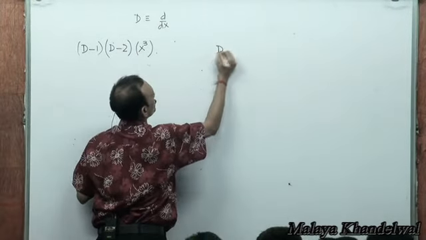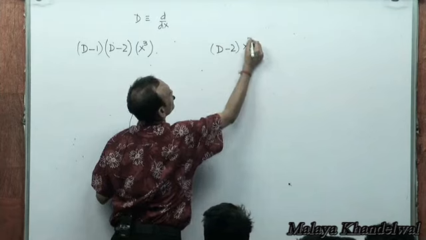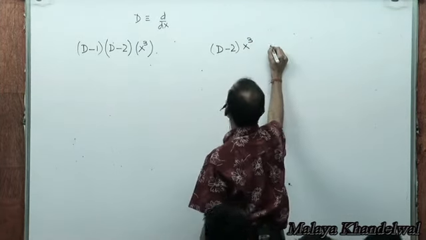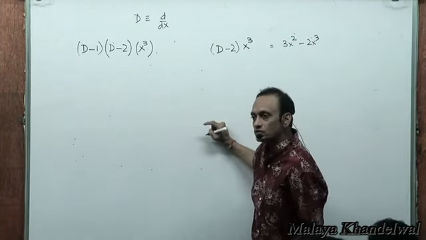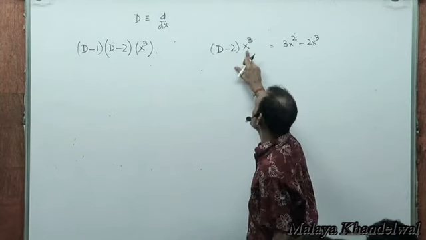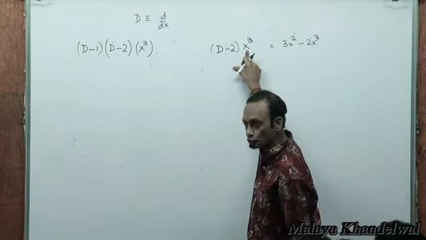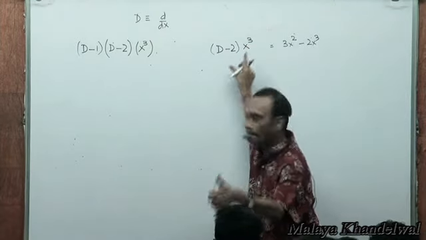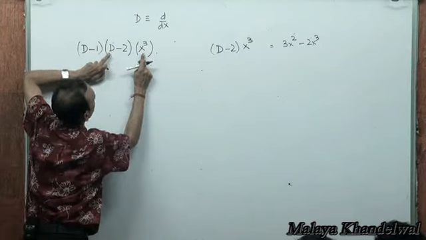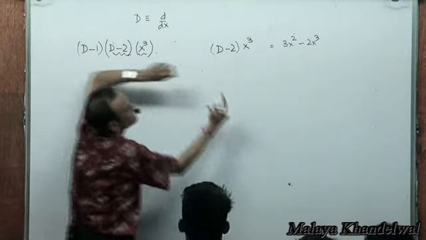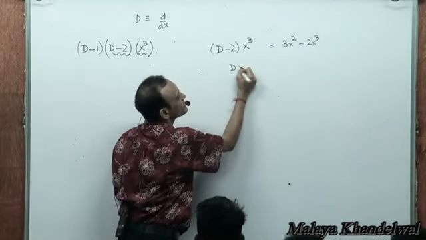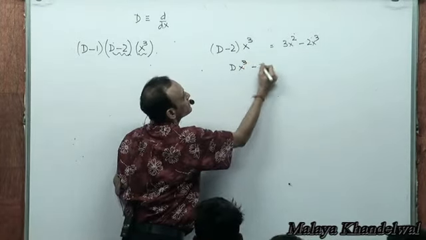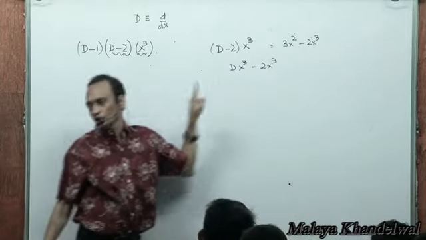What's the output of this operation? D minus 2 acting on x cubed is like d/dx of x cubed, which is 3x squared, minus 2x cubed. Differentiate x cubed with respect to x: 3x squared, minus 2x cubed. This is what it means. So first let me replace the output of this operation. D minus 2 acting on x cubed is 3x squared minus 2x cubed. Yes or no?